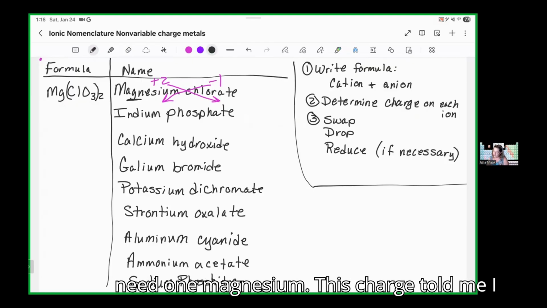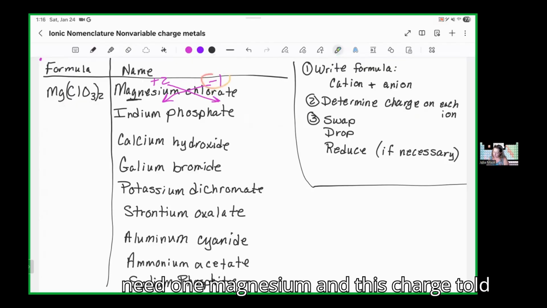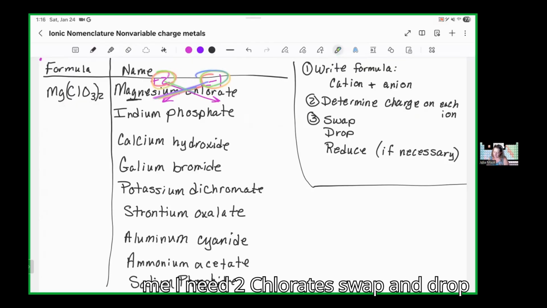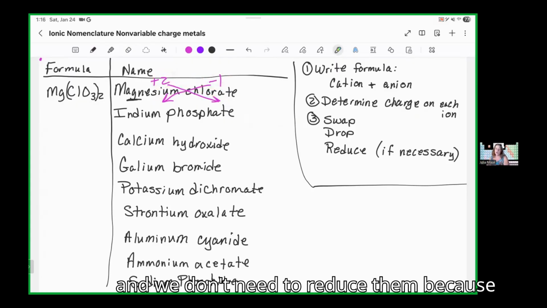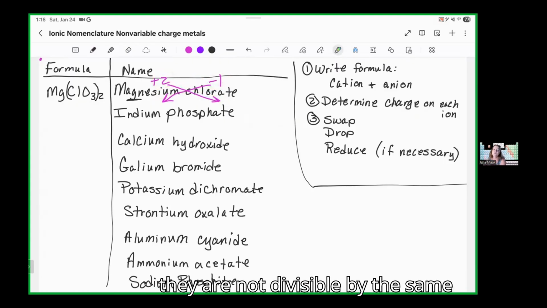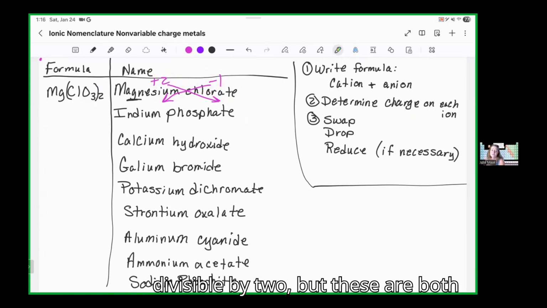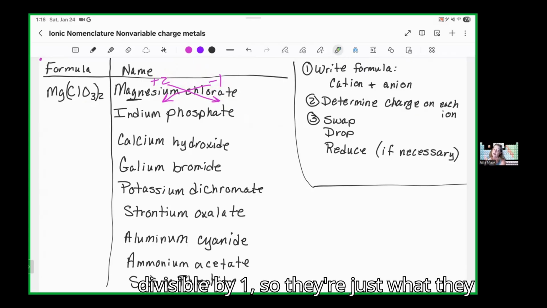I need 1 magnesium. This charge told me I need 1 magnesium, and this charge told me I need 2 chlorates. Swap and drop. And we don't need to reduce them because they are not divisible by the same number. It's like if we had a 4 and a 2, we would have to divide by 2 because they are both divisible by 2. But these are both divisible by 1, so they're just what they are.